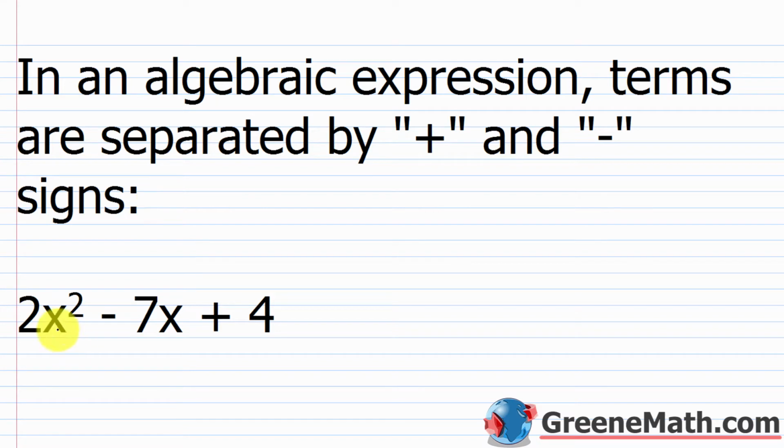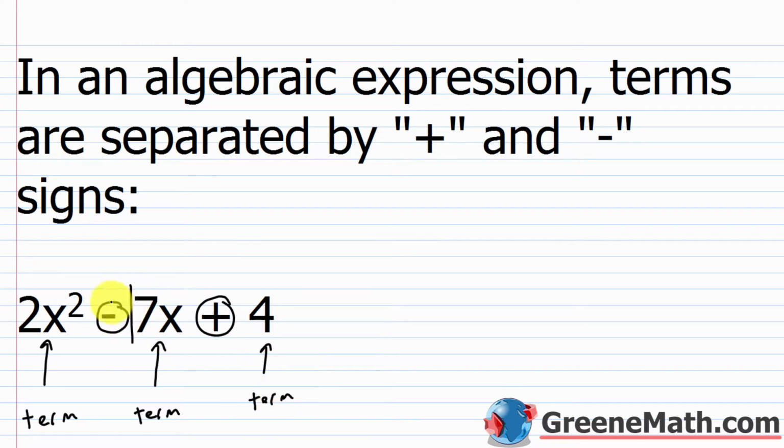So for example, we have 2x squared minus 7x plus 4. So this is a term, this 2x squared. And then we have a minus sign. This is a term, this 7x. And we have a plus sign. And then this 4 is a term. So notice how this is a barrier between your terms. So you have the term 2x squared, the term 7x, and then the term 4.